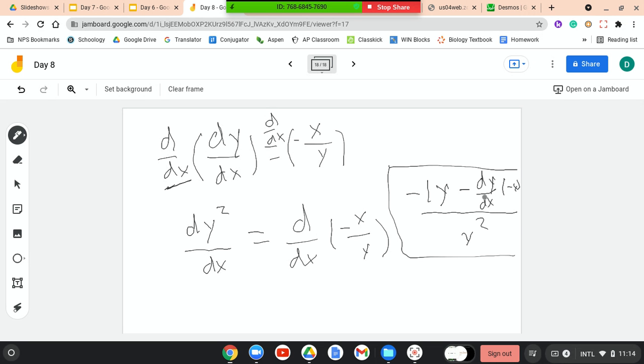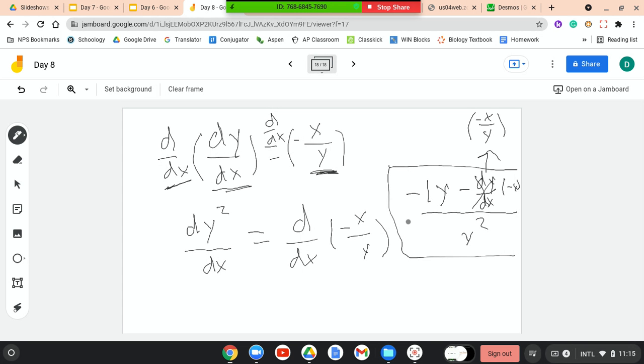The only thing is we have a dy/dx in here. But we know from the first equation that dy/dx equals this, right? Yeah. So I'm just going to replace dy/dx with negative x over y. And boom, I have a second derivative entirely in terms of y's and x's. Nice. So do you see the process for finding the second derivative?